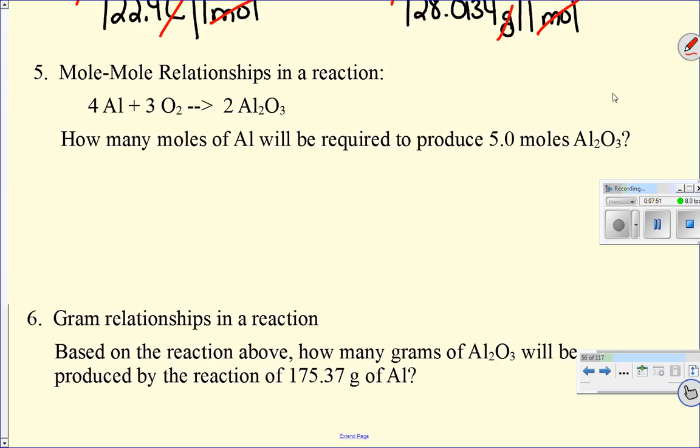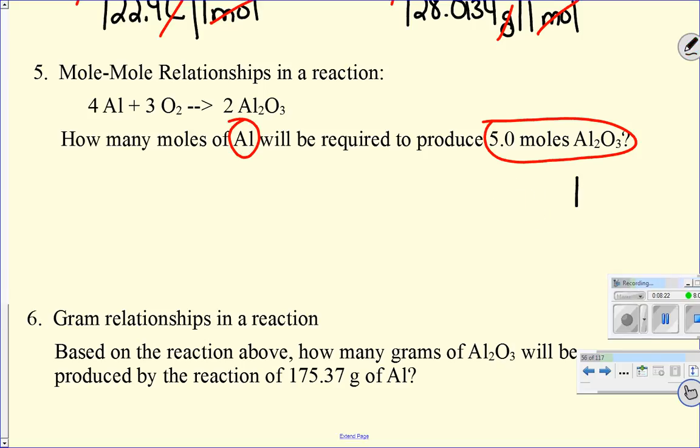You should be able to do sort of simple mole-mole relationships and more complicated gram-mole relationships based on a reaction. So both of these problems are utilizing the reaction of aluminum and oxygen to make aluminum oxide. So we want to know how many moles of aluminum are going to be required to produce 5 moles of aluminum oxide. And what you should get for this should come out to 10 moles of aluminum. So let's make sure you were able to get there okay.